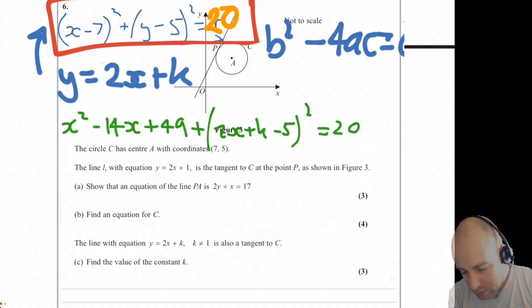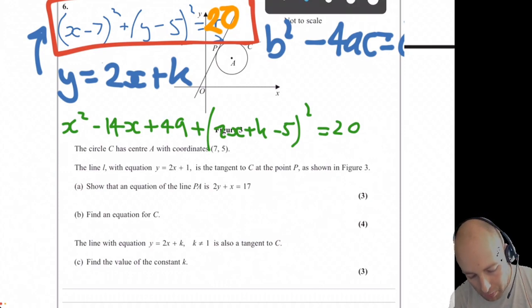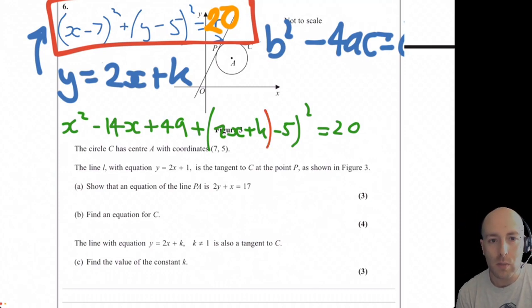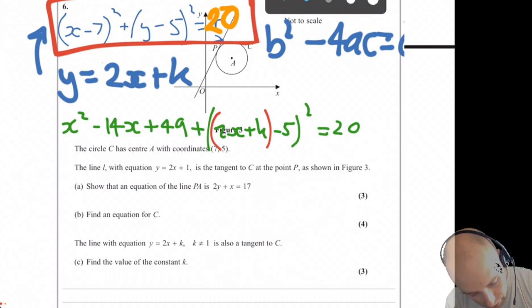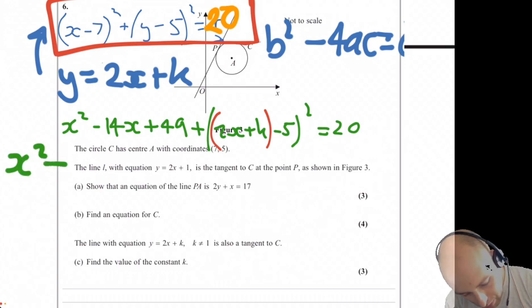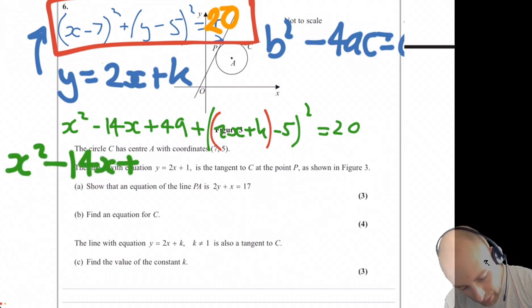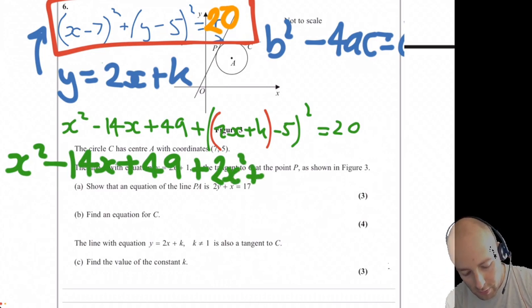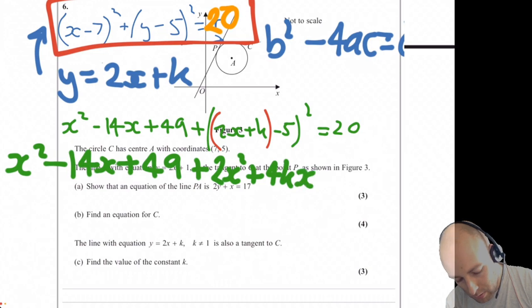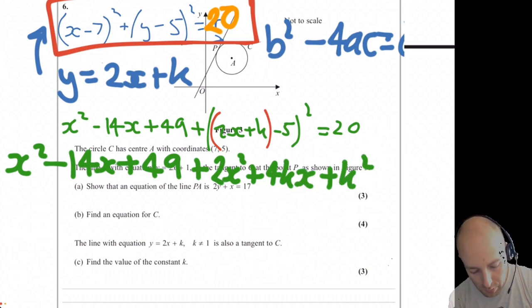The way I'm going to do that, because it is quite tricky to expand a bracket of 3 terms, is to pretend it's this thing as one term, times minus 5. So if I expand that, I get x² − 14x + 49 plus this bit squared, which is going to be 2x² + 4kx + k². So that's that bit, first bracket squared.